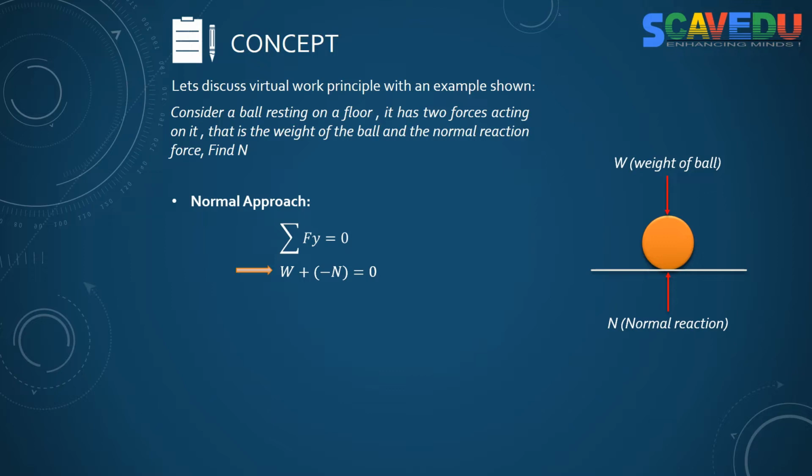So one of these should be negative. I'm taking W positive, so I have taken the normal reaction negative. So W plus negative N, we easily get W minus N equal to 0, that is W equal to N. So obvious. At the start I already told you it will be equal to W, and by the normal approach we got that the value of N is equal to the weight of the body, W.